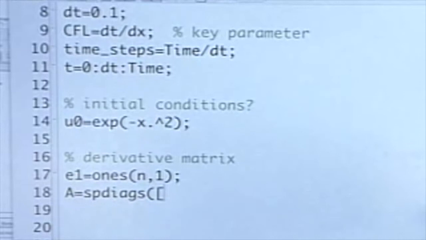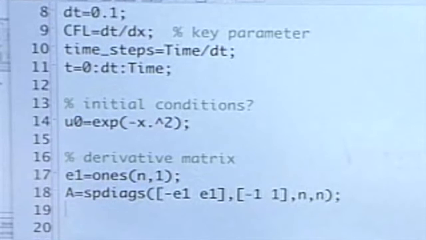So you have basically minus E1 on the lower diagonal and E1 on the top diagonal. In other words, negative ones and ones, and their locations on the diagonals: one of them is located at minus one off the main diagonal, the other one's at one off the diagonal, and it's an n by n matrix. That's it.